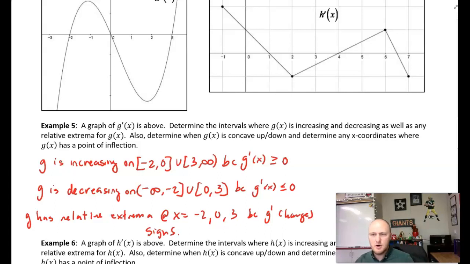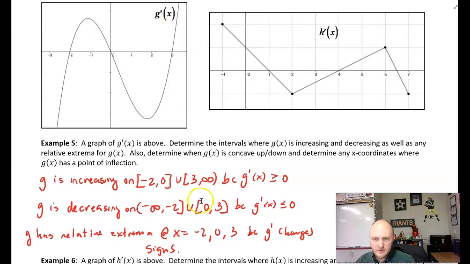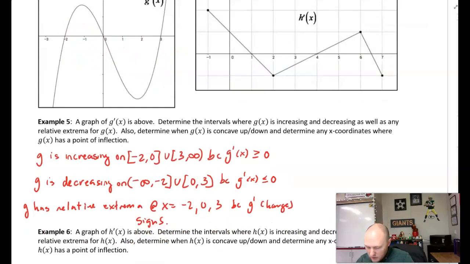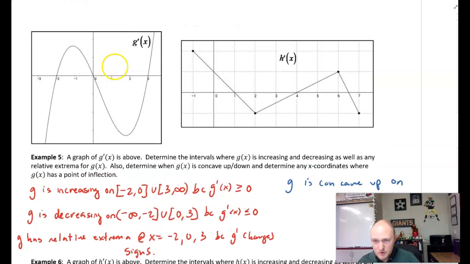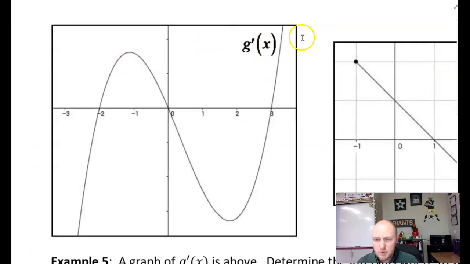There you have it. So that's what the first derivative tells us. If it's above, the function's increasing. If it's below, the function's decreasing, and where you change is extrema. How about concavity? Well, g is concave up whenever g double prime is positive. So that's the derivative of g prime of x.